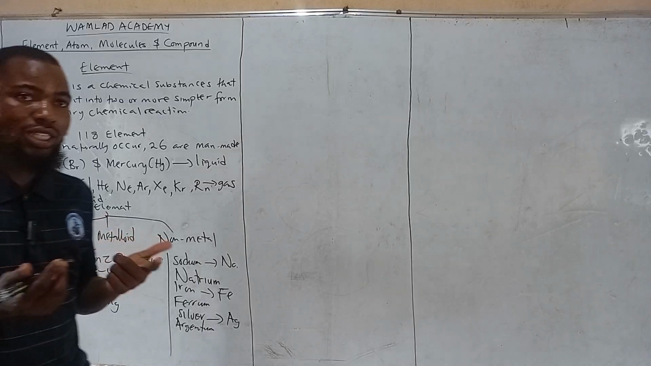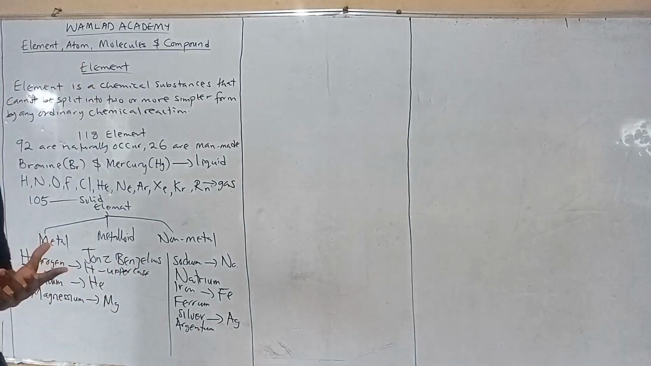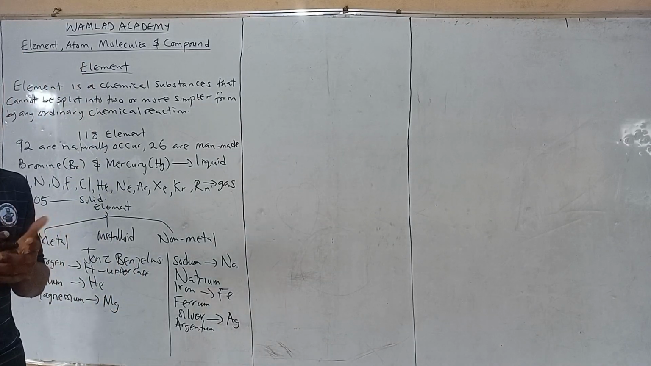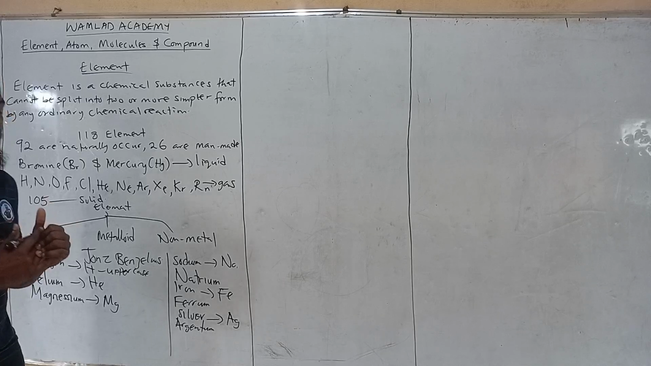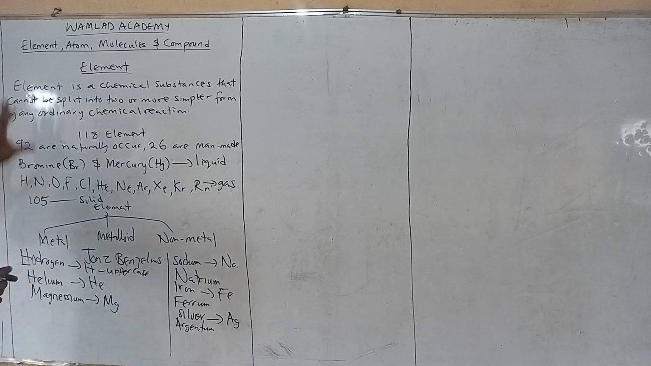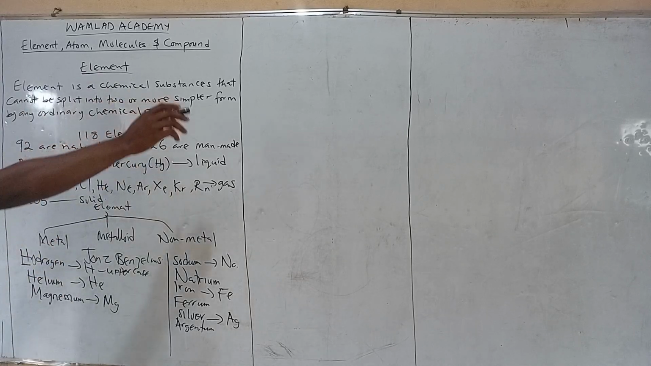So you also have other elements like that, and most of them are metals. You have copper. The chemical symbol of copper is Cu, which is from cuprum. So that's about the element, which has a chemical symbol that cannot be seen in two or more similar forms.